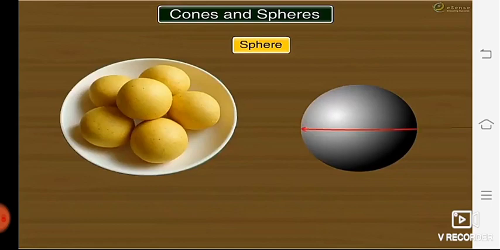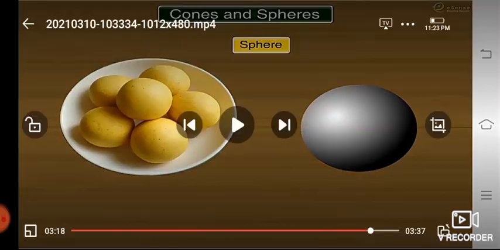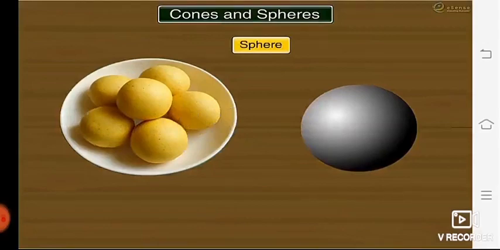The sphere has just one curved face. It does not have any vertices or edges. So this was the last three-dimensional object or shape which we have learned. Now we will move on to practice set 41. Before that we'll just revise about sphere, that a sphere just has one curved face.